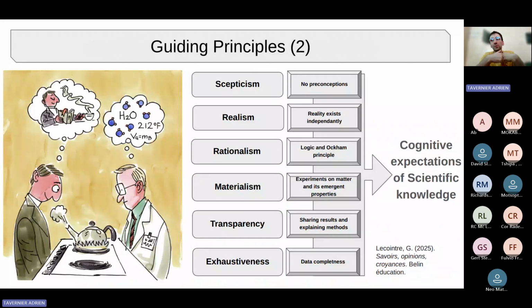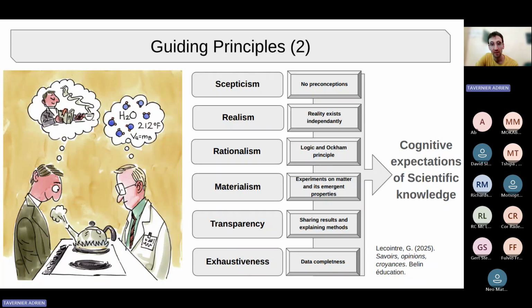There is something quite important, the guiding principles, which are called the cognitive expectations of scientific knowledge. First, skepticism, so no preconceptions when scientific work is done. Then the hypothesis of realism: reality exists independently of the person doing the study. Then rationalism: it is important to use logic and the Occam principle. The Occam principle is that when we have different hypotheses for the same result, the simplest one might be the correct one. This is the Occam principle, or parsimony principle.